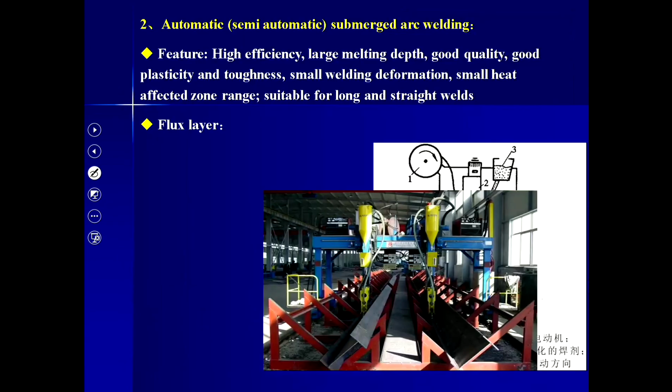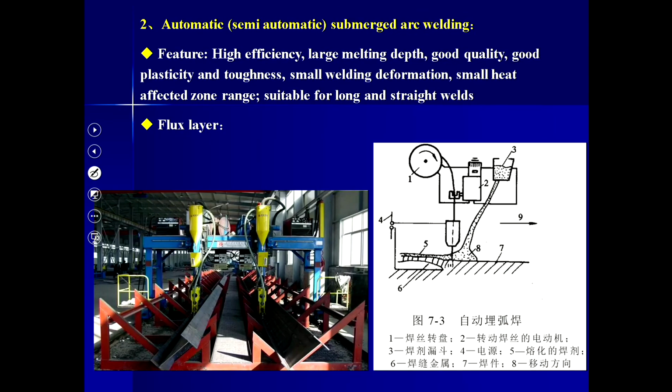So you can see here, continuous. There is also automatic submerged arc welding. This is a big machine to directly weld the steel together. The speed is high, it is highly efficient with large melting depth, good quality, good plasticity, small welding deformation, smaller heating effect range, suitable for long welds.